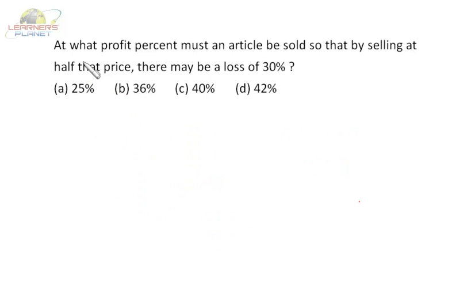Now friends, once again a simple game of fraction. At what profit percent must an article be sold so that by selling at half that price there is a loss of 30%? That means we have to find out SP by CP. Now we have been provided with a condition that if the selling price is halved, that means the new selling price is SP by 2, divided by CP, and then in that case there is a loss of 30%.